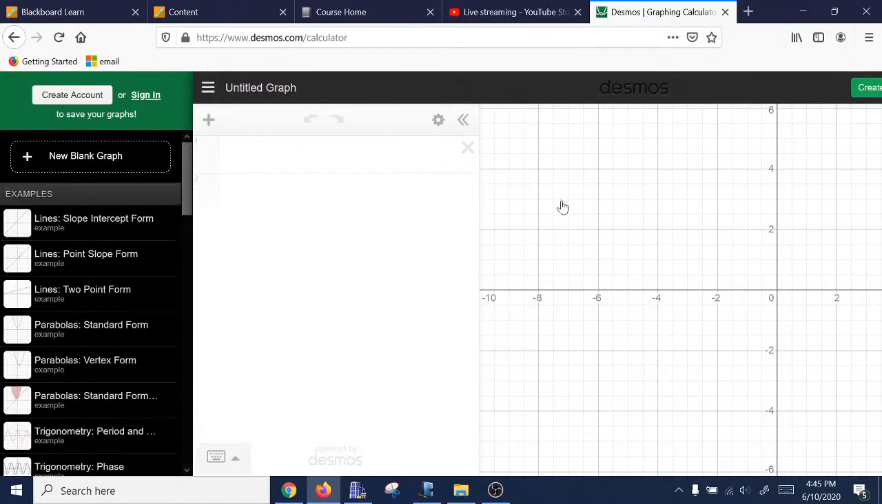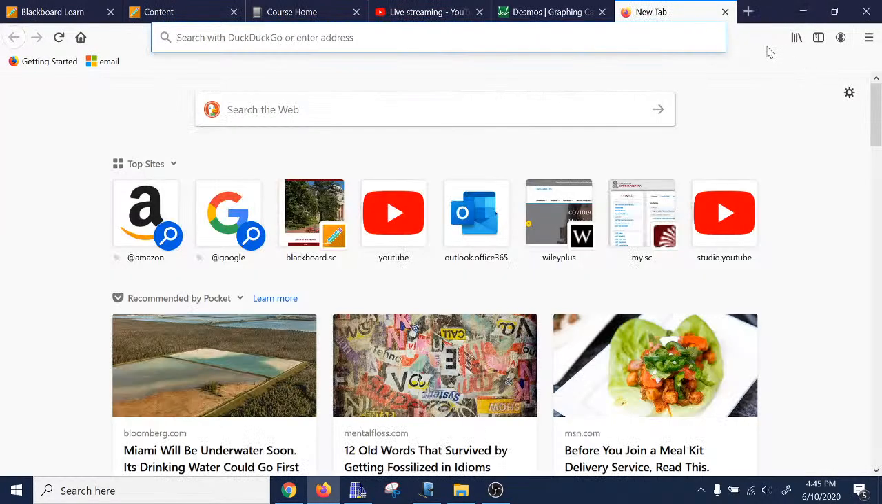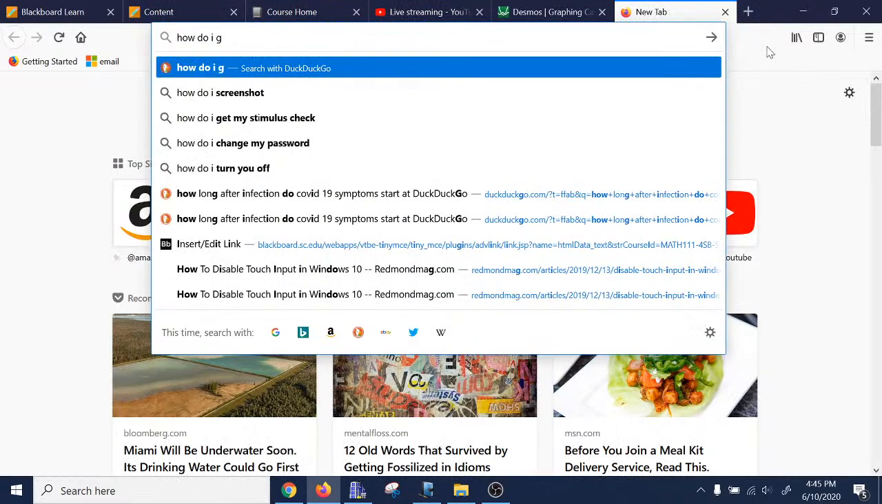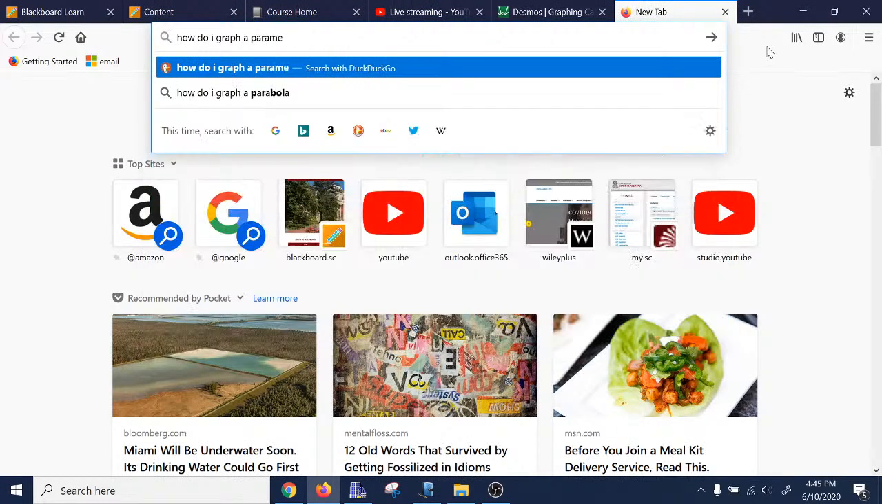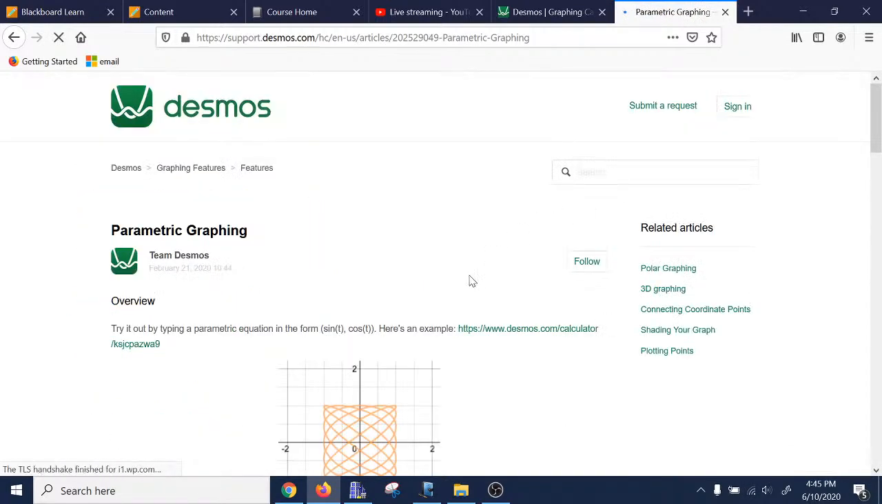Man, okay. I need to turn this laptop inside out to get my keyboard to Google parametric Desmos. How do I graph a parametric curve in Desmos? Oh, just wrap it in parentheses, okay.